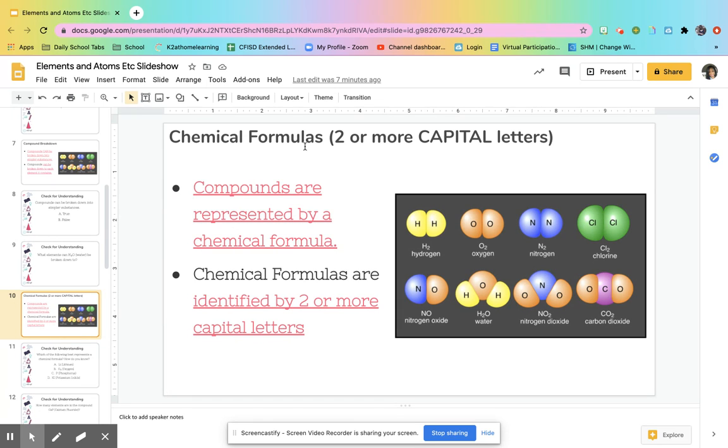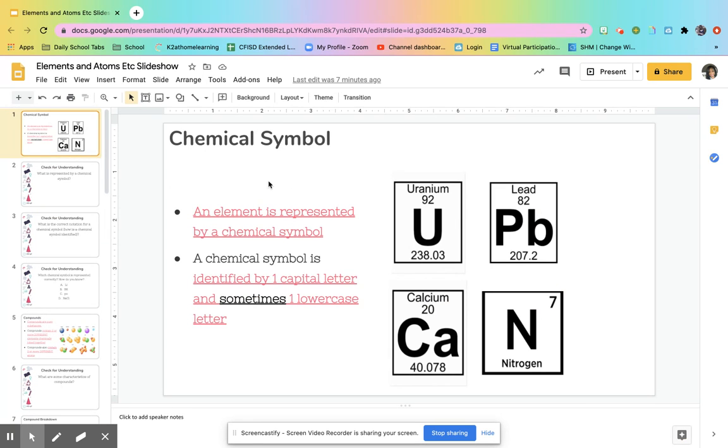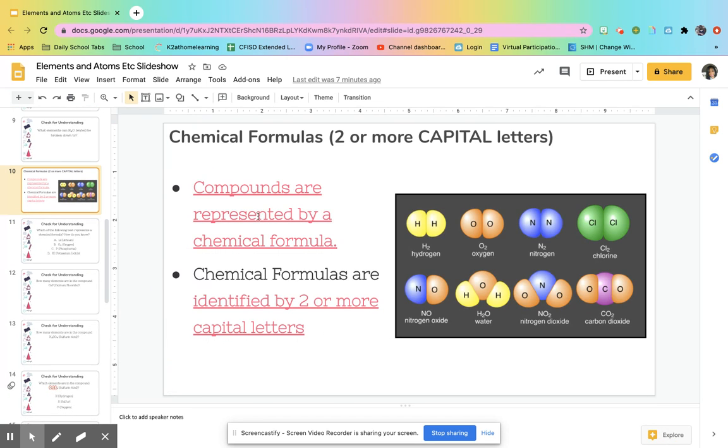So chemical formulas are two or more capital letters. We like to look at it as compounds are represented by what we call a chemical formula. Just like elements are represented by a chemical symbol, like we just talked about, compounds are broken down using a chemical formula. Chemical formulas are identified by two or more capital letters.